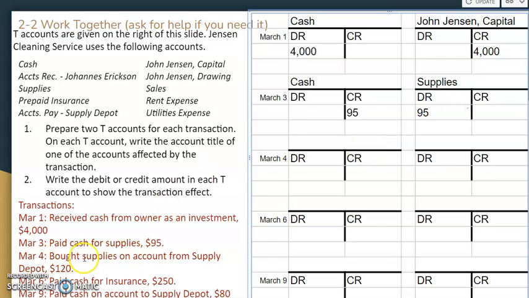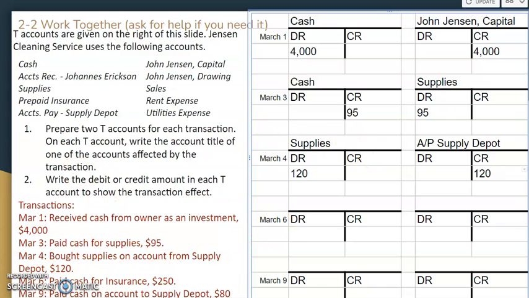Okay, March 4th, bought supplies on account from Supply Depot, $120. So our two accounts are supplies. And how about accounts payable, where A/P will do Supply Depot. So if we got supplies, those will increase, and that's $120 for a debit. And accounts payable will also increase because we owe them money at some point, and that increases with the credit.